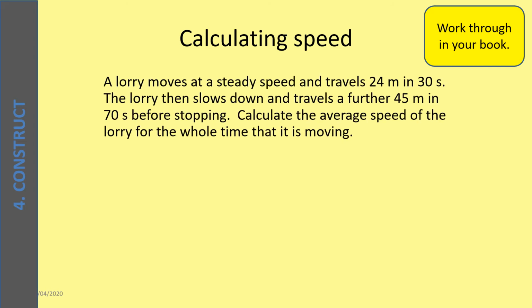Now, in this question, there are two parts to the lorry's journey, and we need to allow for both parts. So, first of all, let's work out the total distance that the lorry travels. Well, at the start, in the first part of the journey, it travels 24 meters, and then in the second part, it travels 45 meters. So the whole journey adds up to 24 plus 45, 69 meters.